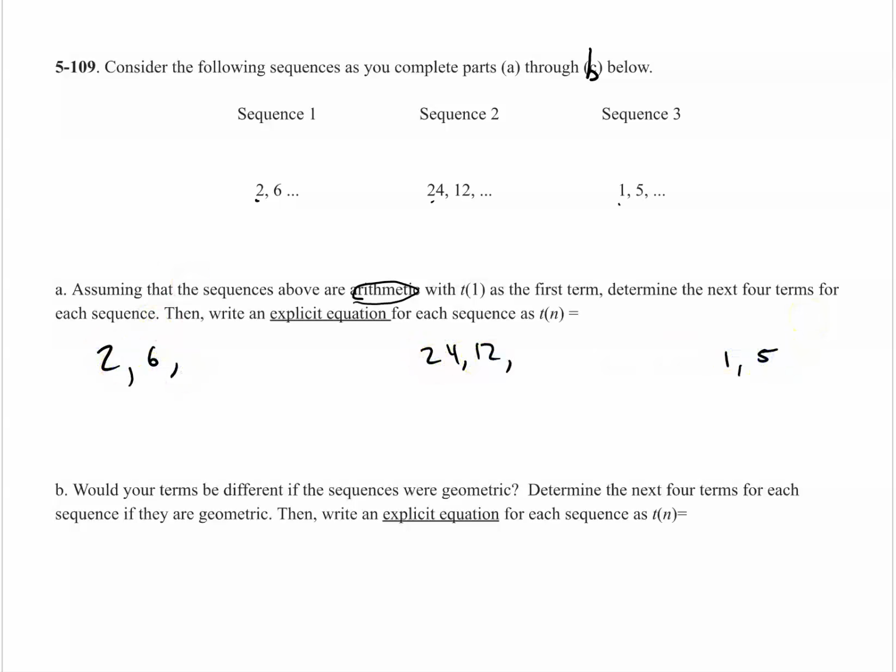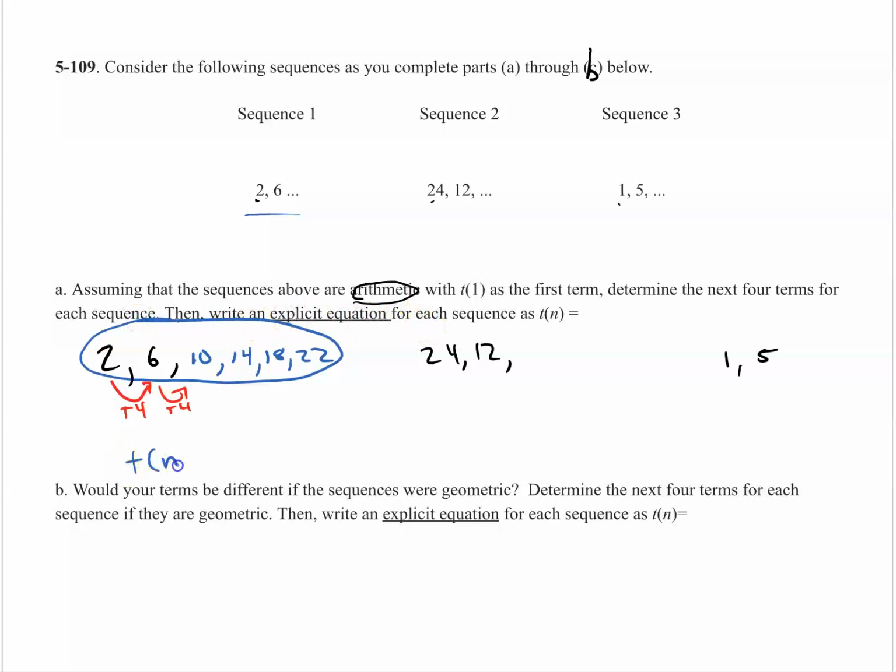Okay, so if this first sequence is arithmetic, 2 goes to 6, we're adding 4. So that means you need to add 4 to get the next 4 terms. 2, 6, after 6 comes 10, 14, 18, and 22. If it were arithmetic, this first sequence, that's how it would look. Then write an explicit equation.